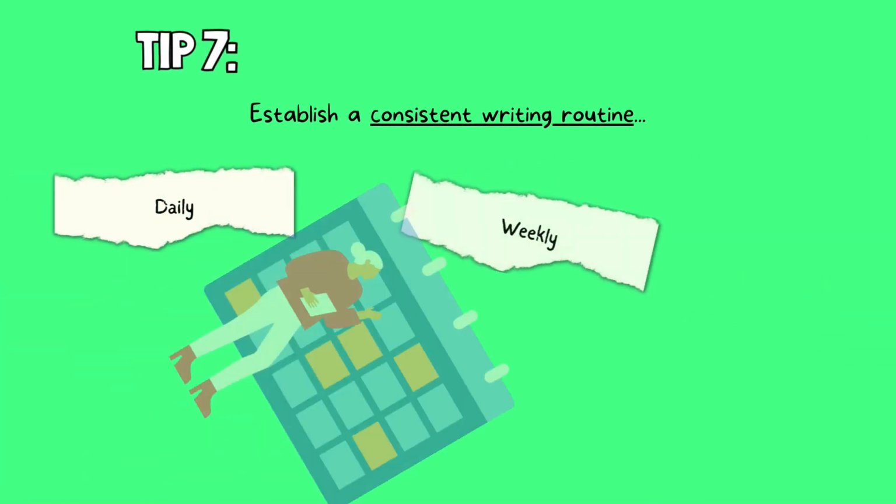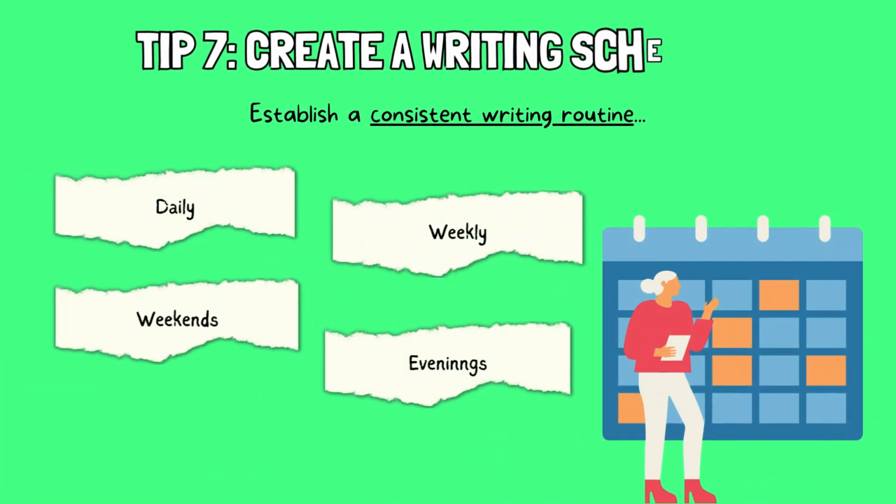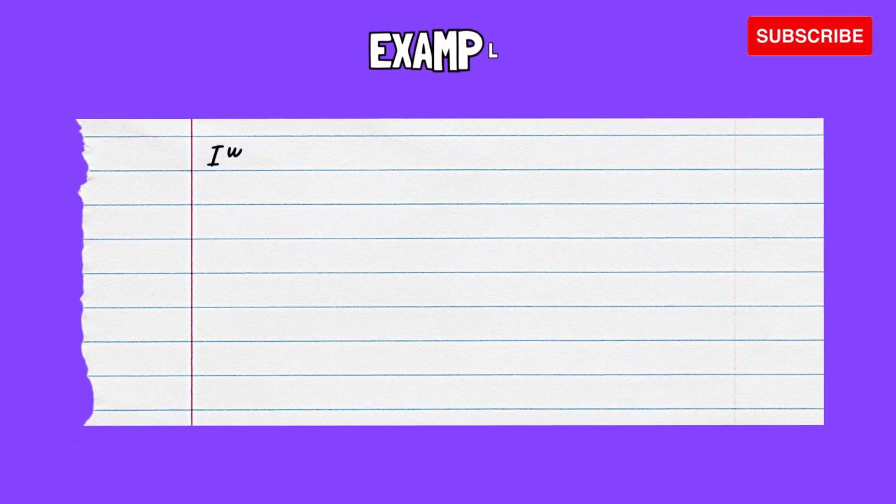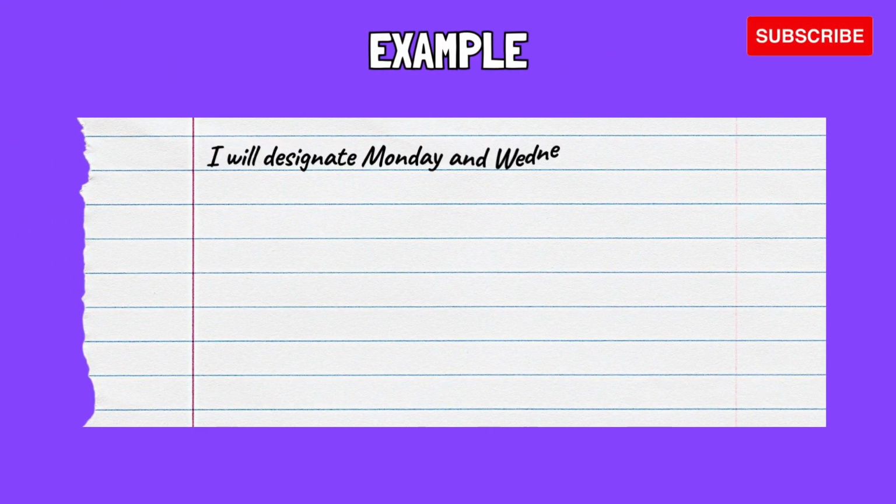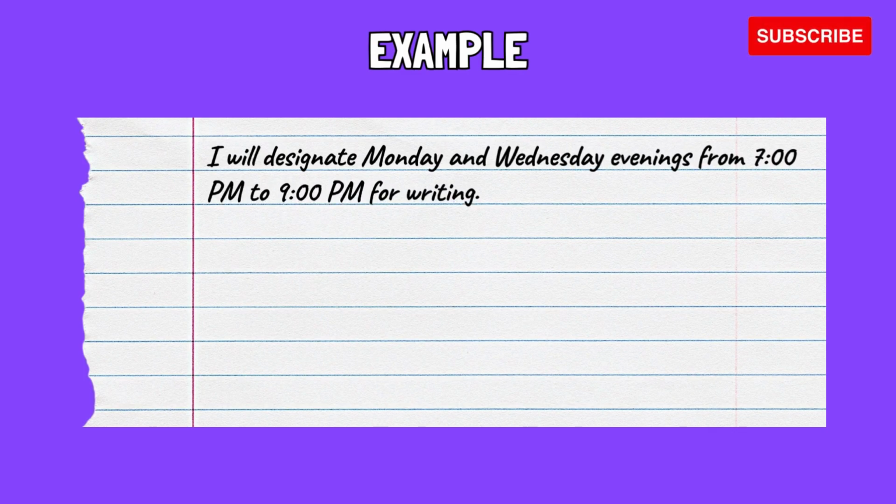Tip 7. Create a writing schedule. Establish a consistent writing routine. Whether it's daily, a few times a week, or weekends, having a schedule helps form a writing habit. For example, I will designate Monday and Wednesday evenings from 7 p.m. to 9 p.m. for writing. Establishing a consistent writing schedule will help me stay focused and make steady progress.